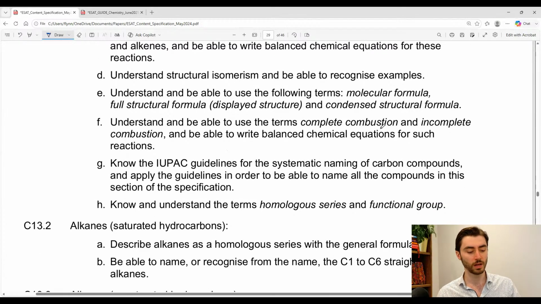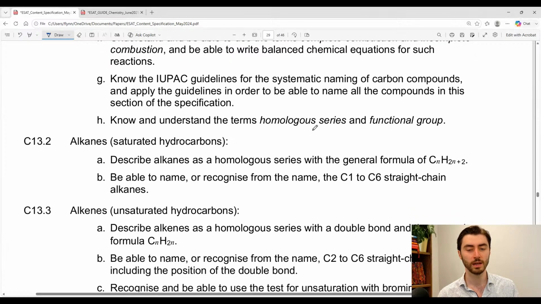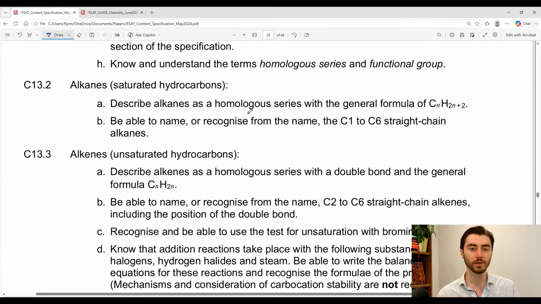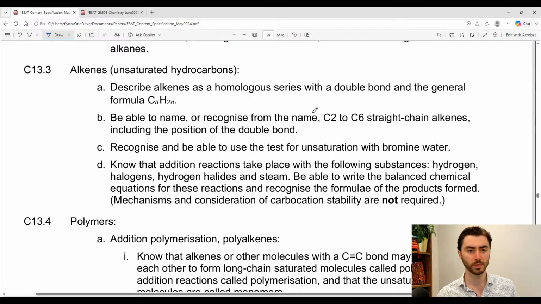Complete combustion goes to carbon dioxide and water, in the presence of a lot of oxygen. Incomplete combustion can form carbon monoxide or soot, carbon, and water. Balanced symbol equations, naming stuff, homologous series, alkanes, alkenes, that kind of thing. I think you know this. Alkanes, general formula, yes. Methane, ethane, propane, butane, pentane, hexane. That's fine. Alkenes, yep, they have a double bond.